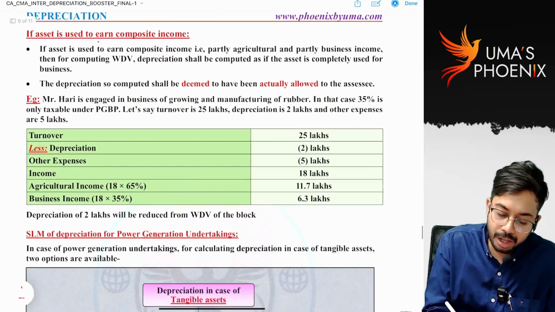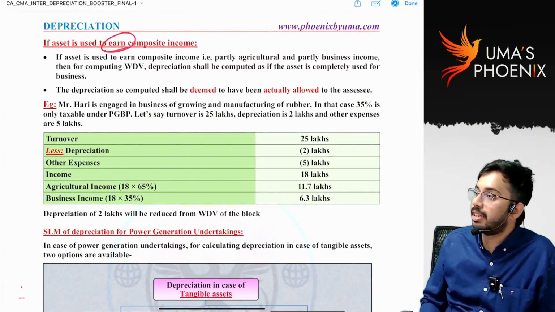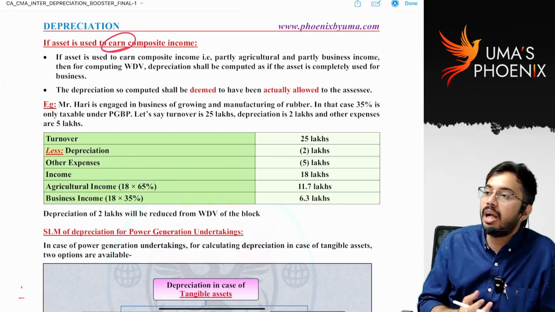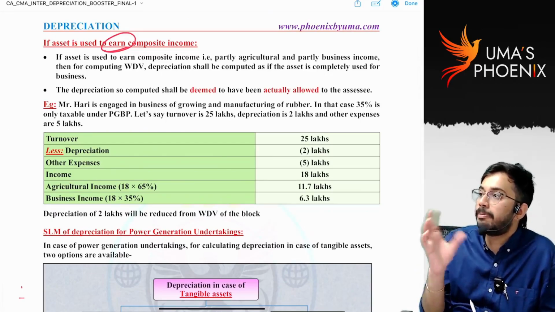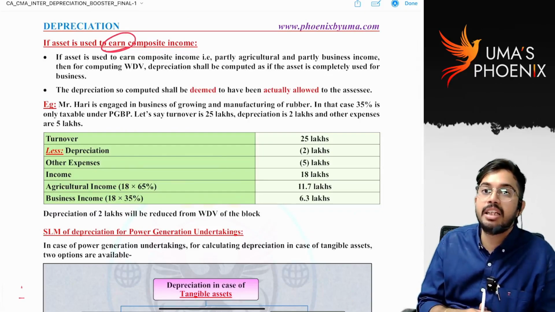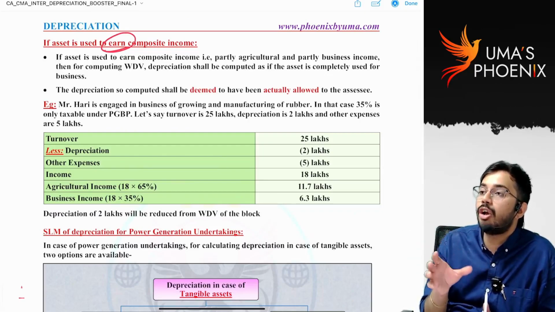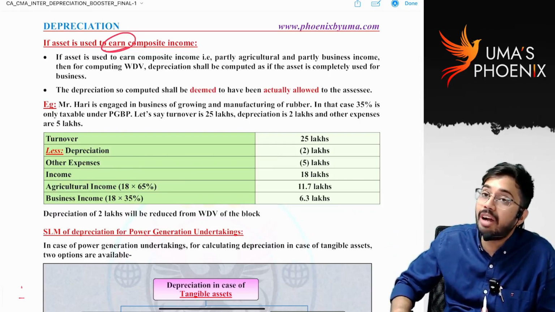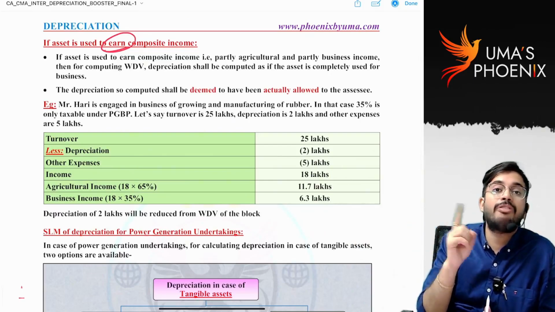If asset is used to earn composite income, see, you know, right, in agricultural income, your faculty would have discussed, like whenever someone is engaged in the business of growing and manufacturing of tea, or growing and manufacturing of rubber, growing and manufacturing of coffee, okay, in those cases specific percentages are there: 60 is to 40, 65 is to 35, 75 is to 25. Based on those percentages, we are going to divide the income between agriculture and business. What are we going to divide? We are not going to divide revenue, we are going to divide income. Income means what? After expenditure.